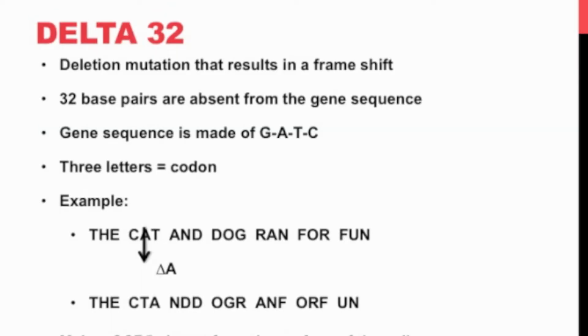Delta 32 is a deletion mutation that deletes 32 base pairs from a human's gene sequence. A human's gene sequence is composed of the following nucleotides: guanine, adenine, thymine, and cytosine. These form together in groups of 3 to create a codon. The 32 base pairs deleted causes a frame shift mutation because 32 is not divisible by 3.